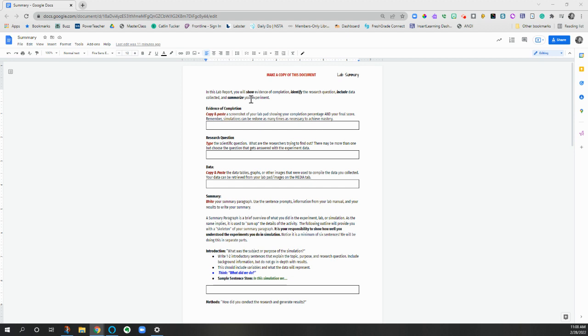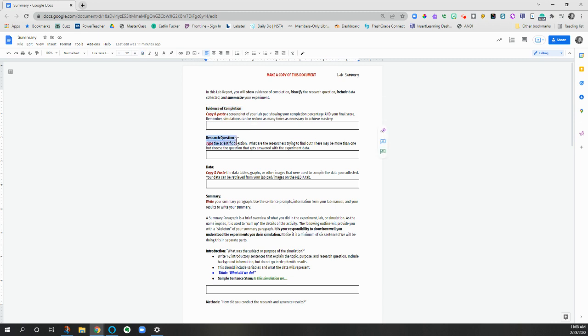Just a reminder that your lab report is you showing me that you understand the ins and outs of this lab. So it's always up to you, and if you have questions, you've got to let me know. I've started off with the evidence of completion. It made more sense to have that at the beginning because that's right after you come out of Labster. You have the screenshot and you can just paste it right away.